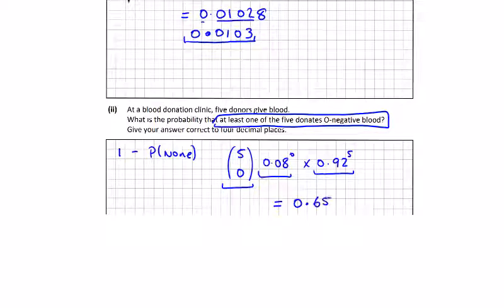0.659. There's a 0, but we're looking for 4 decimal places, so I'll round that to 0.6591. So this is the probability of none. So 1 minus this probability would be 0.3409, correct to 4 decimal places.